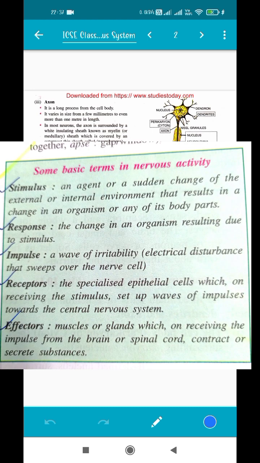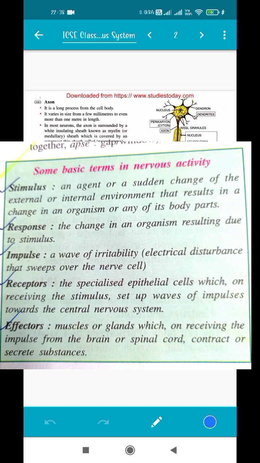So what is a stimulus? Stimulus is anything in our surrounding which creates a change in our body. So if there is a hot object nearby, we will remove our hand from that place. So the hot object is a stimulus. It is making our nervous system understand that we have to stay away from it.